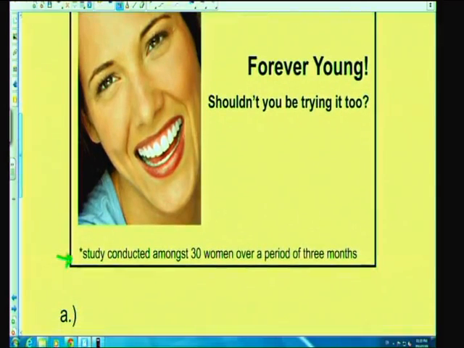They say, study conducted amongst 30 women over a period of 3 months. Do you think 30 women is every woman? Hopefully you're saying not a chance. Imagine I was standing outside the school hall, and the first 30 people that walked out I asked a question, and from there I concluded that the whole school is doing whatever. You would know that that's not fair. It's not a good indication. So let's see what the questions are.